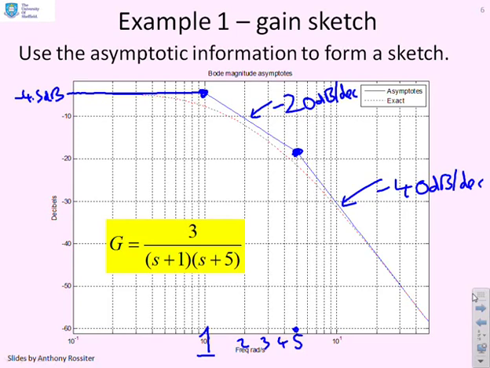To get the exact plot, I've done a small correction at this corner frequency. It's probably about 3 dB. A small correction at this corner frequency, again about 3 dB. I'm not being overly precise, and then just joining it together by a smooth curve. Now remember, we only want to sketch, so accuracy to within 1 or 2 dB is more than enough. And so you can see I can do that very, very quickly.